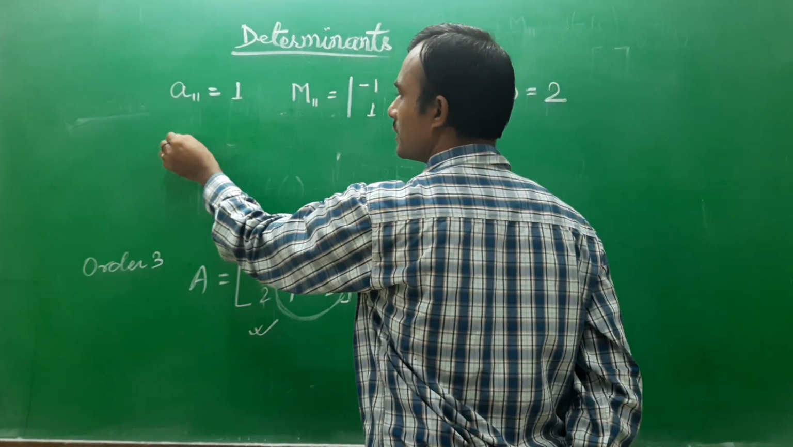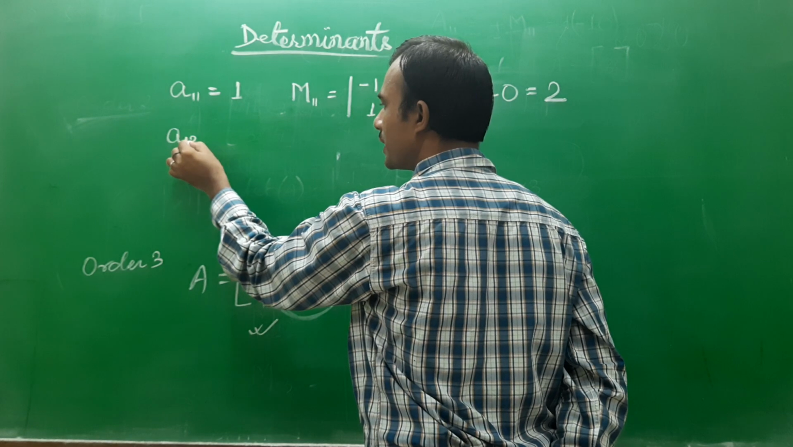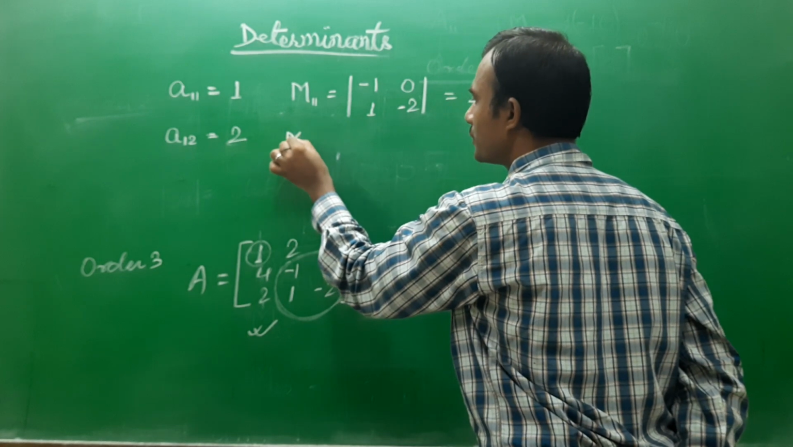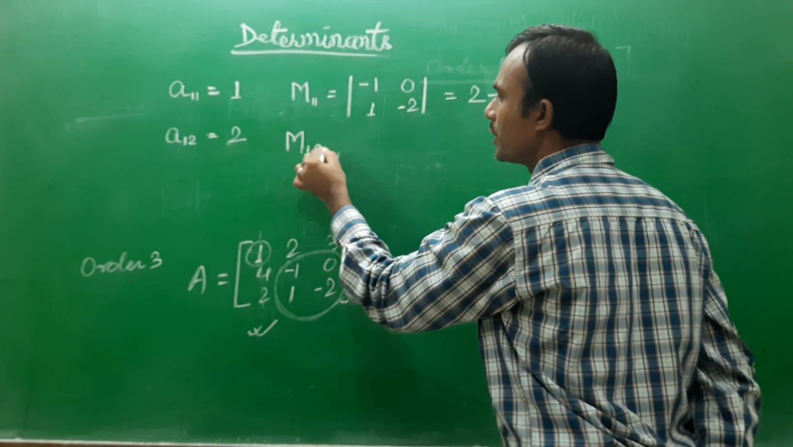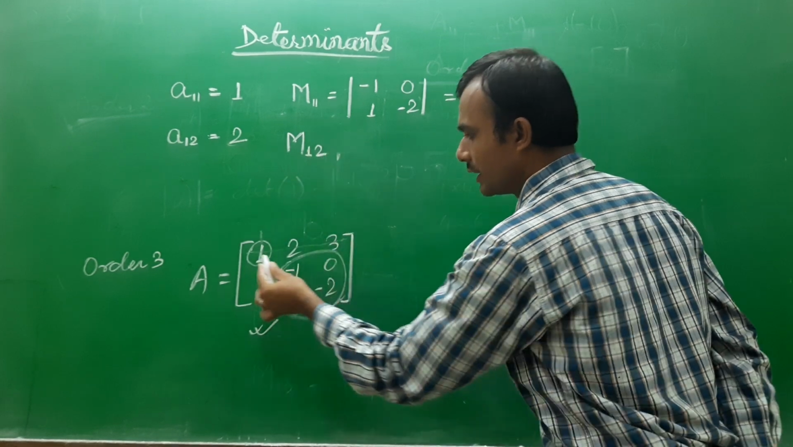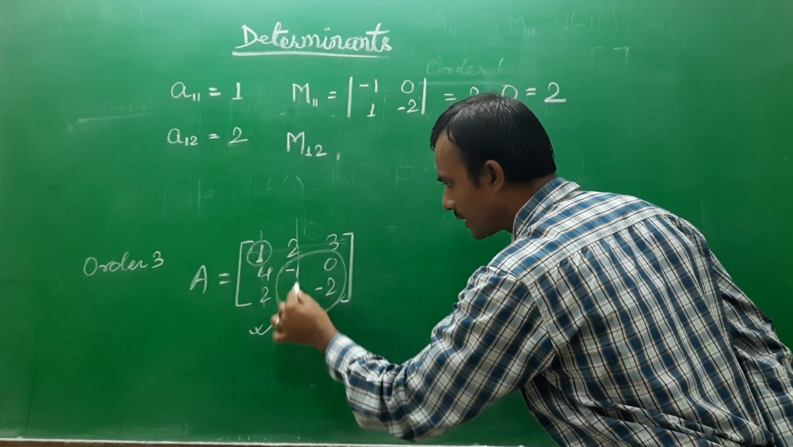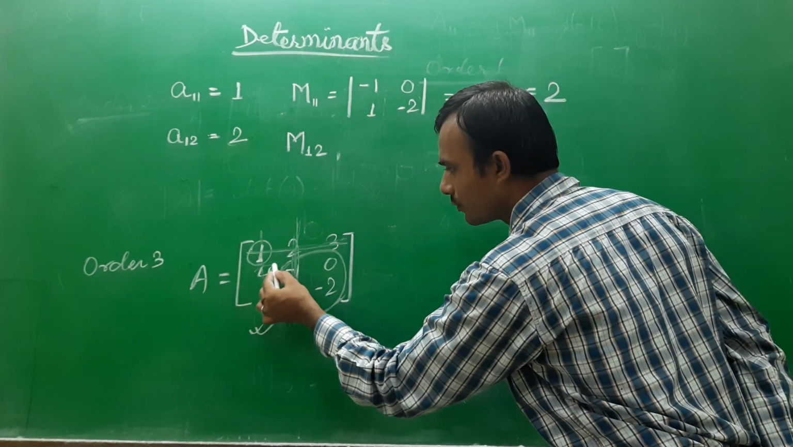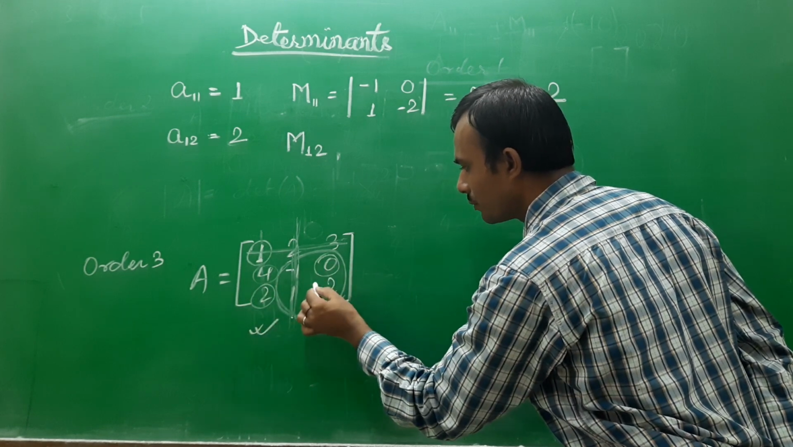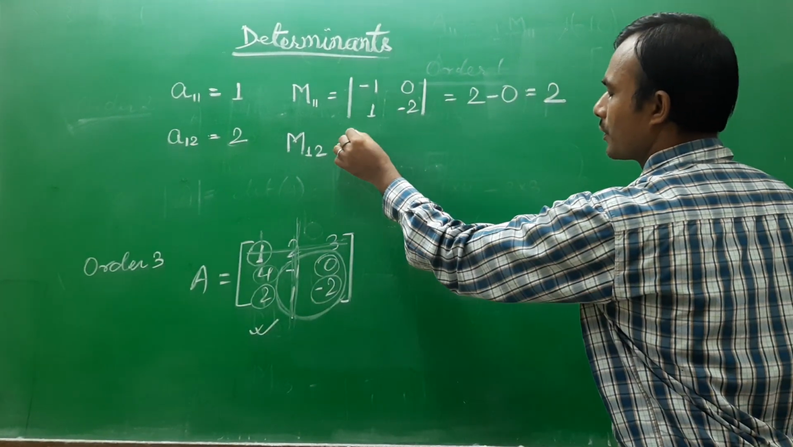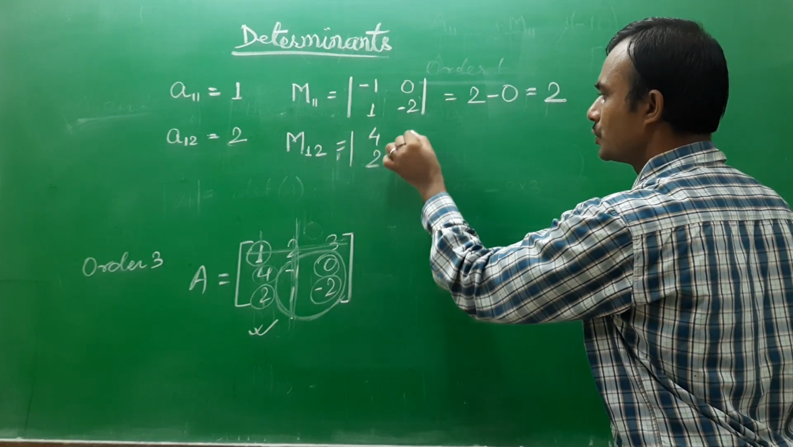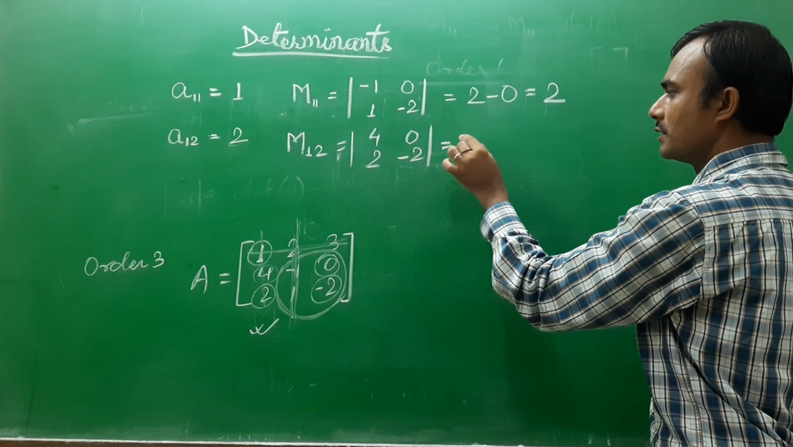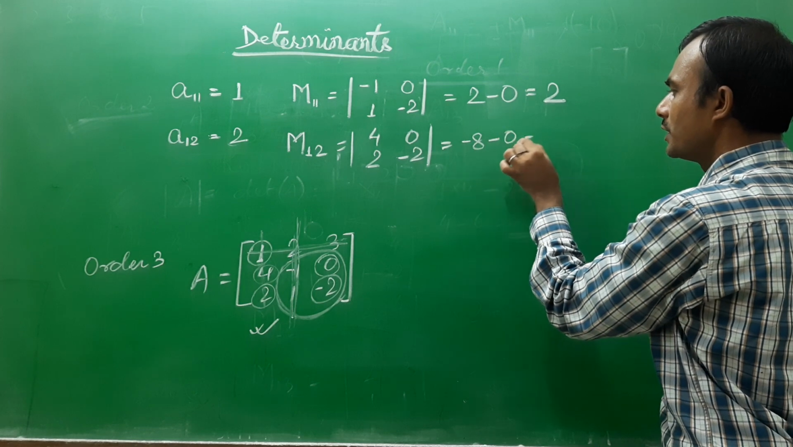Now for the second element, first row, second column, which is 2. For the minor of the second element, you have to delete the first row and second column. What do we have now? 4, 2, 0, minus 2. Then cross multiply, same as before: minus 8, minus 0, so minus 8.